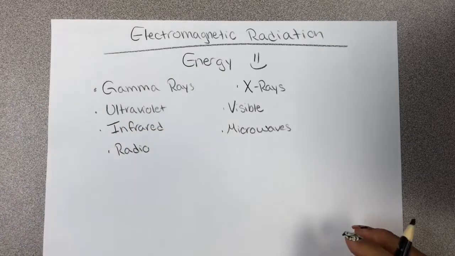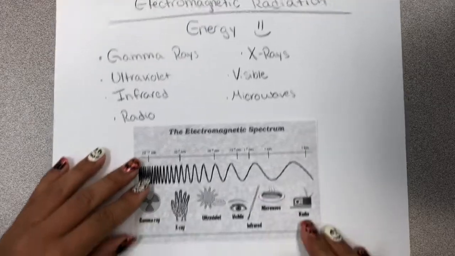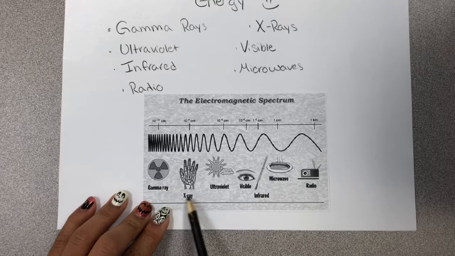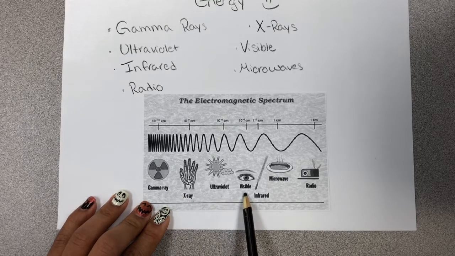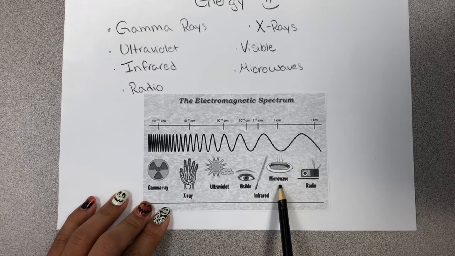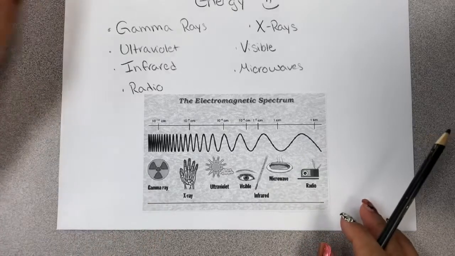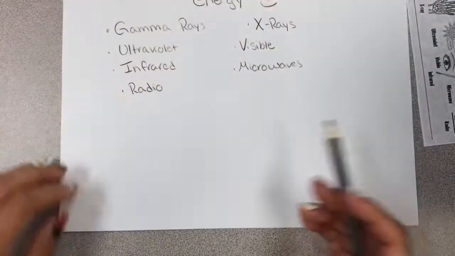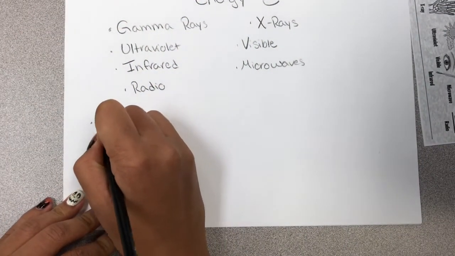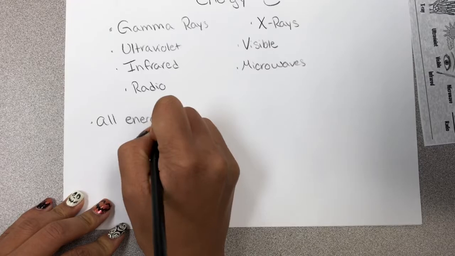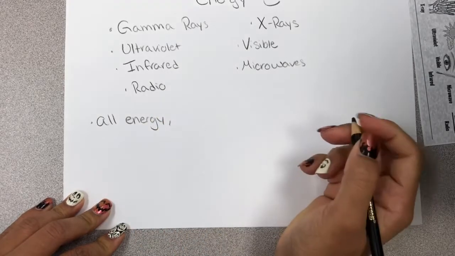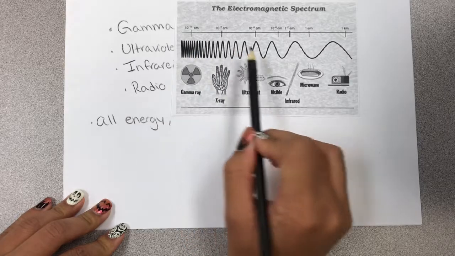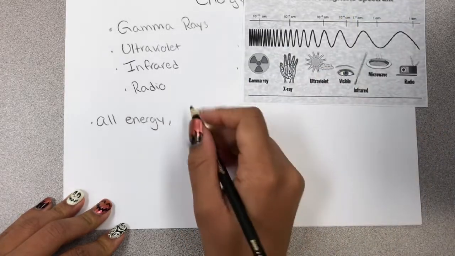Okay, and if I was to give you a little chart, which I will use a little bit later, here's another diagram of them. Gamma rays, X-rays, ultraviolet, visible light, infrared, microwaves, and radio waves. Now, I'm just going to move this to the side. All energy, let me write this down. All energy, regardless of wavelength. So when we look at this picture here, really tight or really long, regardless of wavelength.